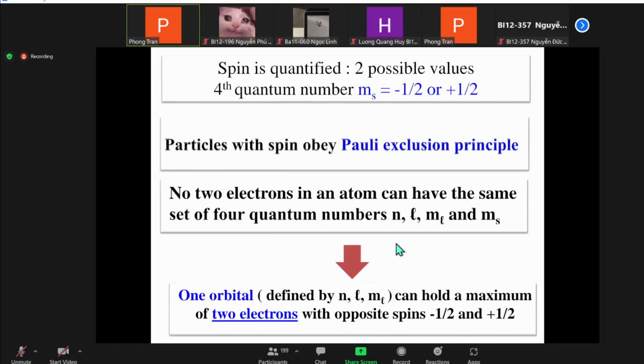So it says that in one atomic orbital, you cannot have more than two electrons. You can have 0, you can have 1, or a maximum of 2, but not 3. Okay.